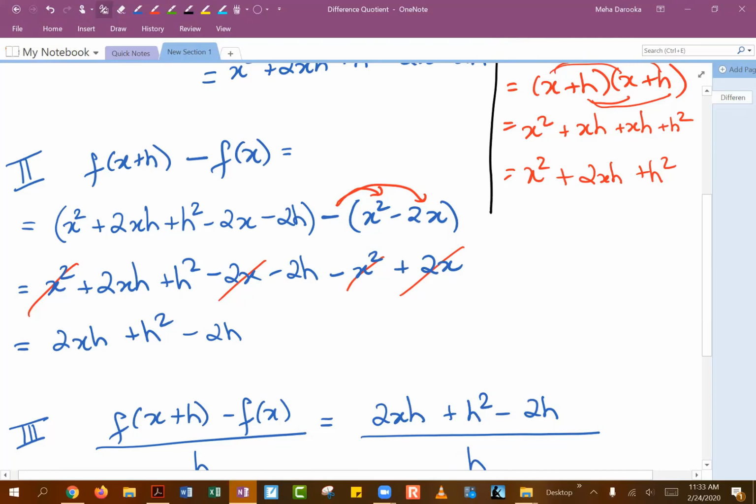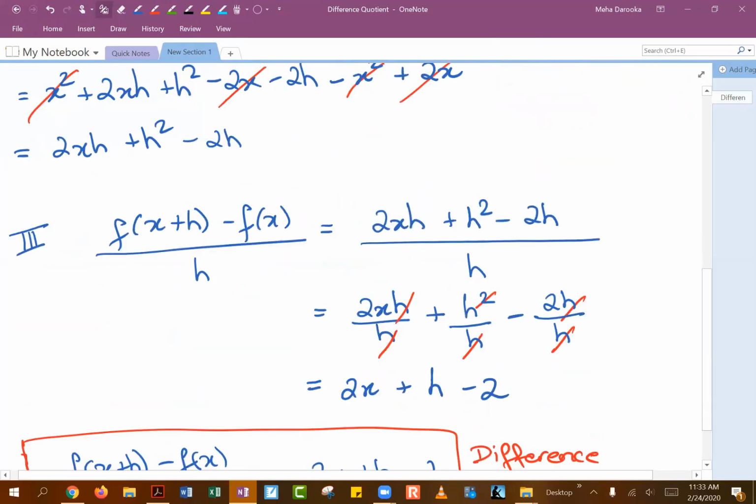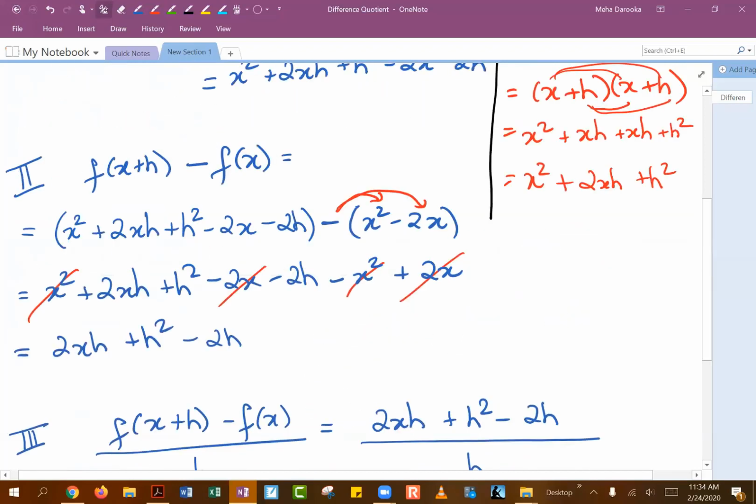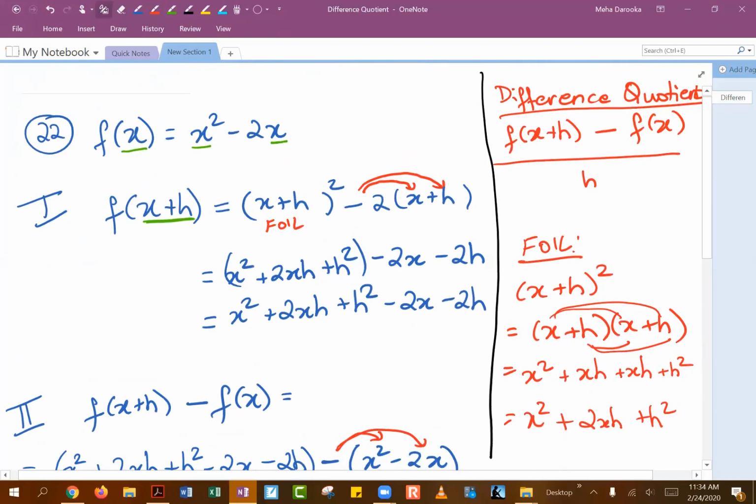And then whatever you are left behind, each one of them should at least have one h with the term itself. So when you come down to that final step of dividing by h, one of those h's cancels out and you're left behind with what you have. Now remember what I told you, difference quotient is technically still the slope. So what you have actually done is found the slope to that original function of x squared minus 2x.